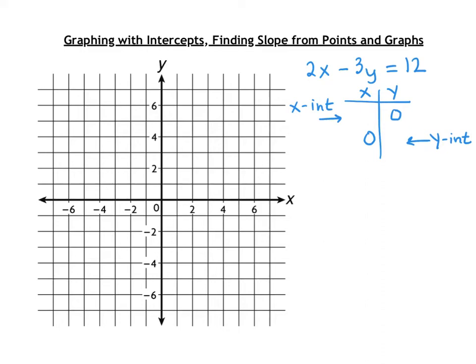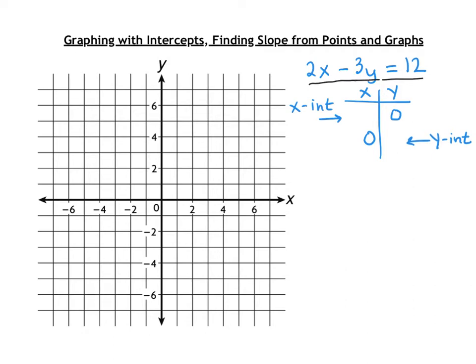Graphing with intercepts and finding slope from points and graphs. In the previous video, we talked about standard form. Standard form is ax plus by equals c. So this is an example of standard form, 2x minus 3y equals 12. Standard form is particularly good for finding intercepts, and we did some of that in the last video.